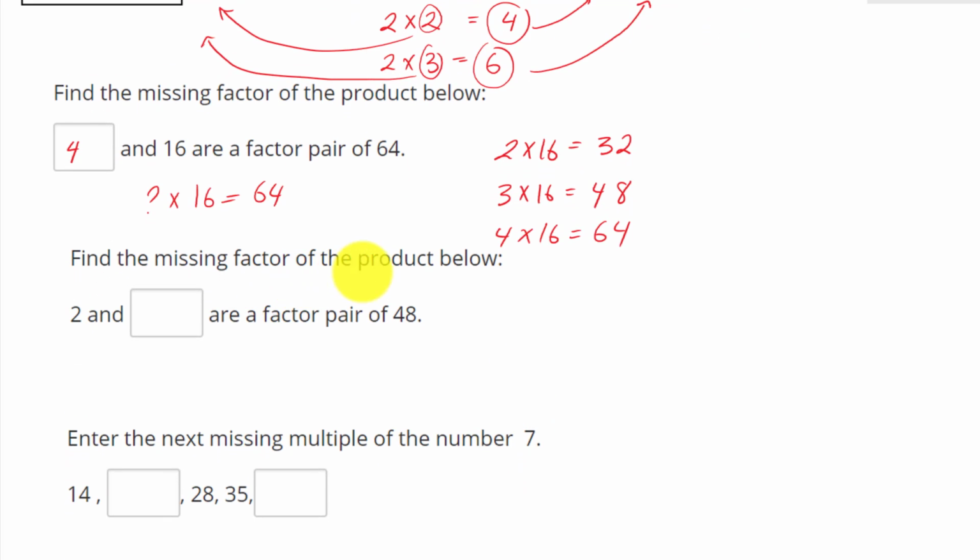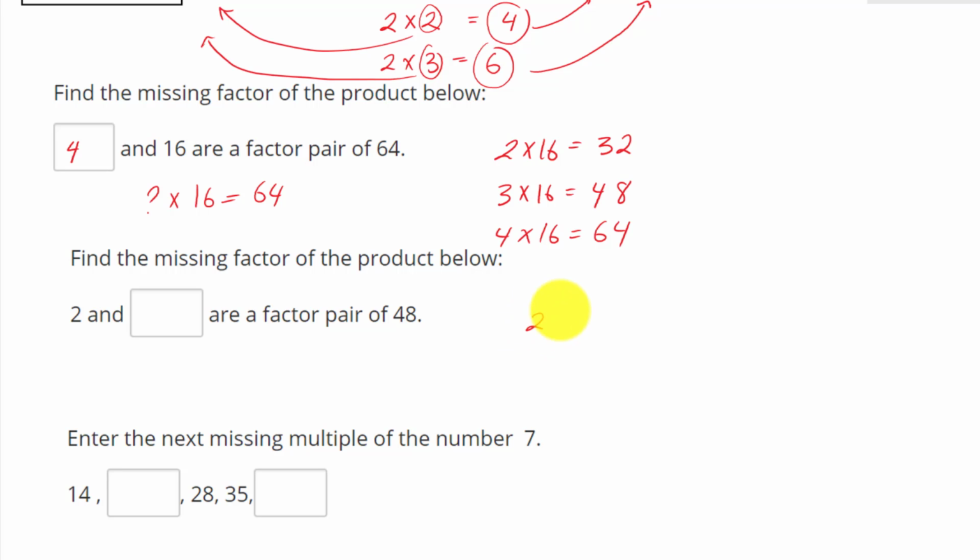Find the missing factor of the product below. 2 and blank are a factor pair of 48. So this is a little bit tricky. You remember, you have to be really good at your multiplication table. Well, what's the largest number that you can think of that you can multiply by 2 to equal 48?